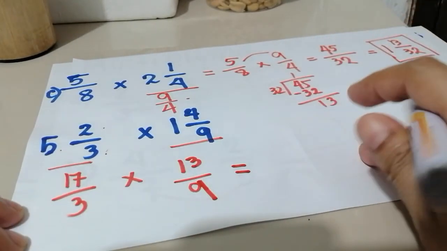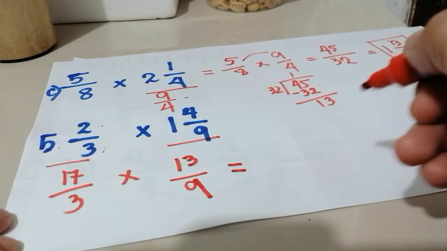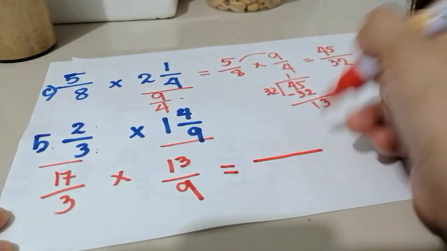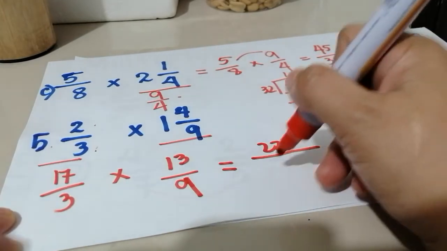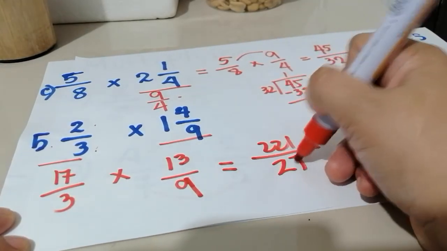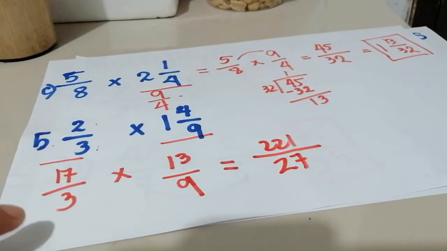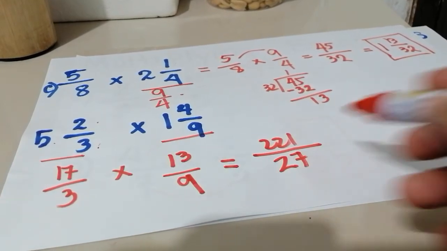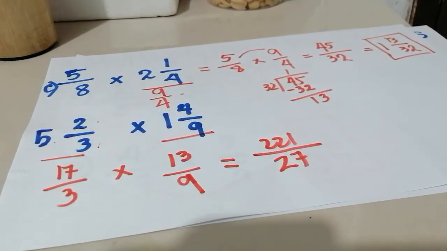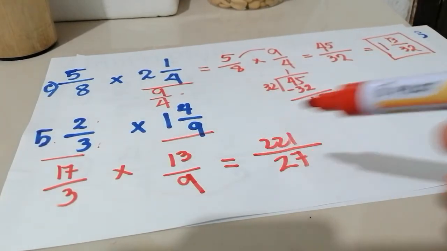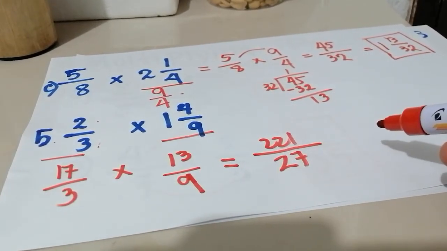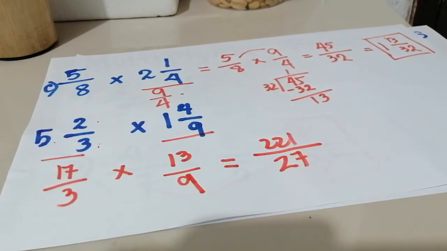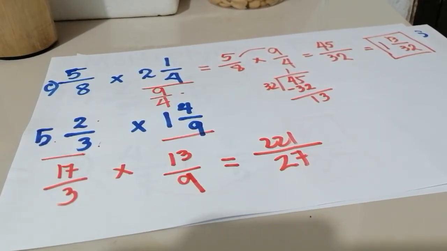So, 17 times 13 is 221 over 27. Okay? So, that will be the answer. But then, as you can see here, mas malaki. Improper siya. So, ilang 27 ang meron sa 221. So, ilang 27 yun?